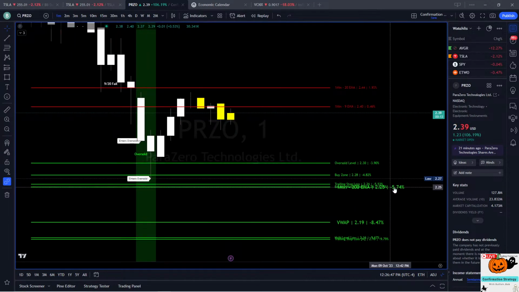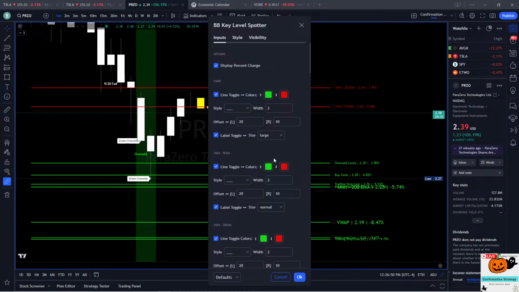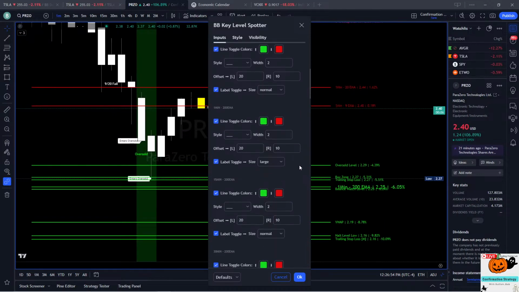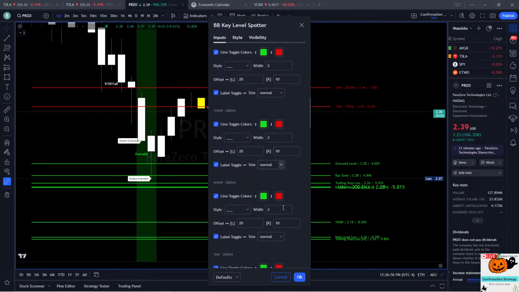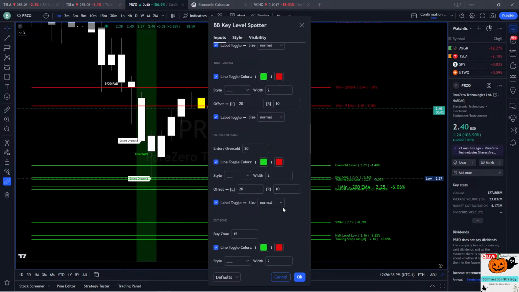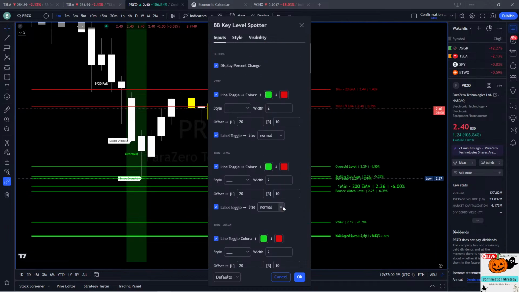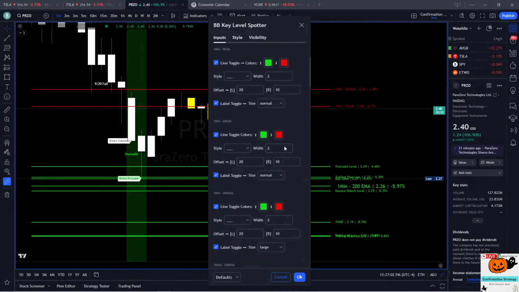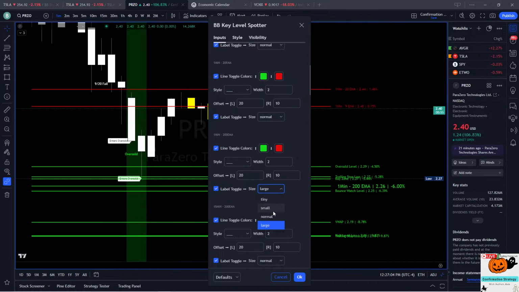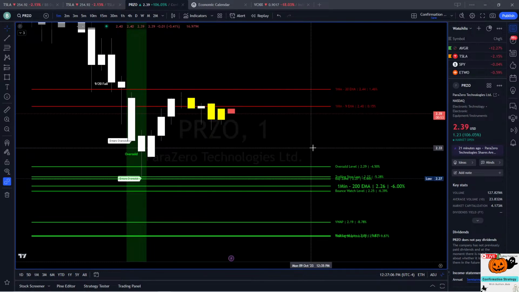I can adjust the size of some of these, which I need to do, as I have a few of them large and some of them are not. So I just want to fix that. There it is. All right, cool.